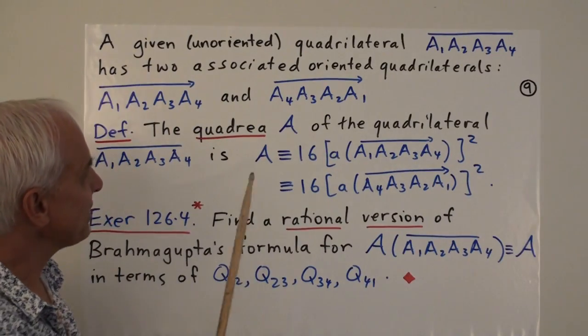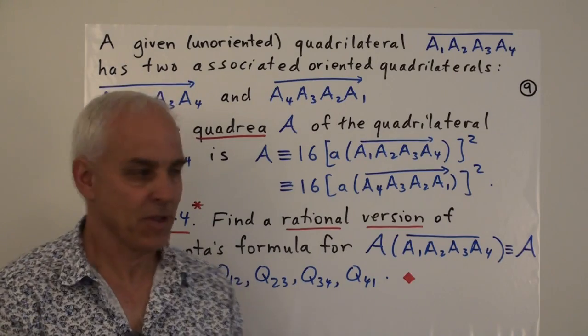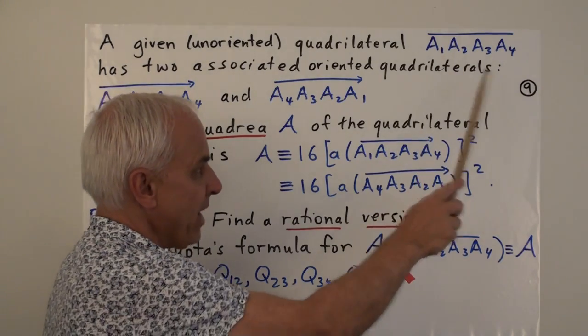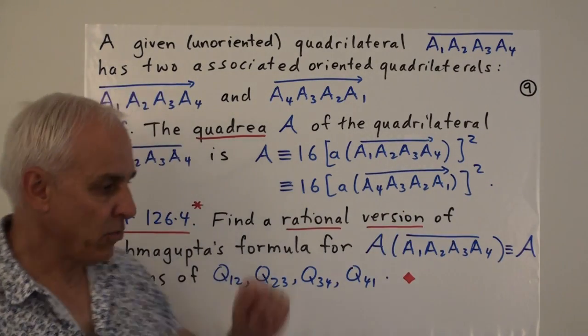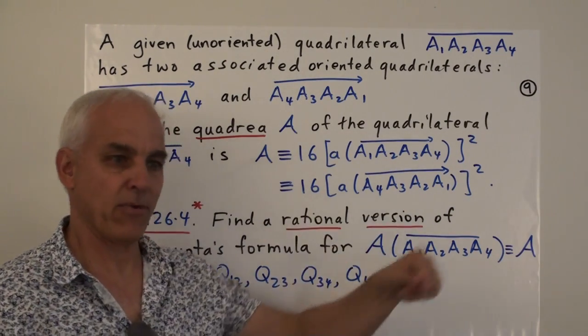Okay, so now let's think about what happens if we have an unoriented quadrilateral. We have 4 points, A1, A2, A3, A4, but we're not wanting to distinguish between going around this way and going around this way.